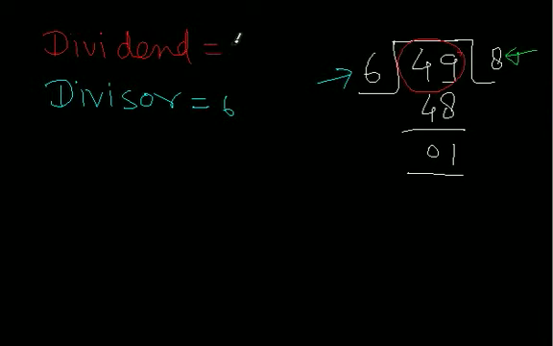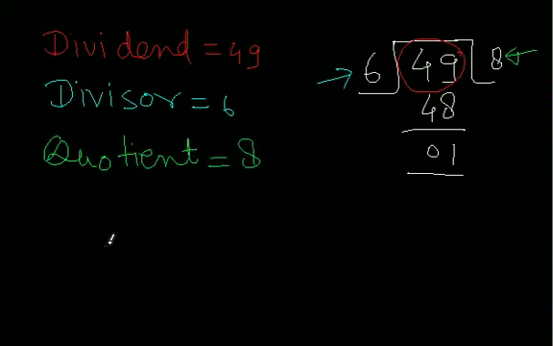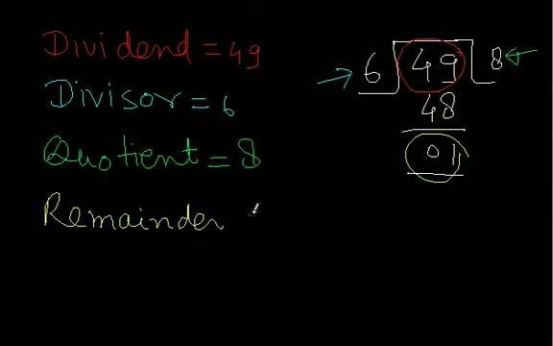So divisor is equal to 6, and dividend is equal to 49, and then what is this? 8. This is called quotient. Quotient is equal to 8. And what is this? This is called remainder. Remainder is equal to 1.